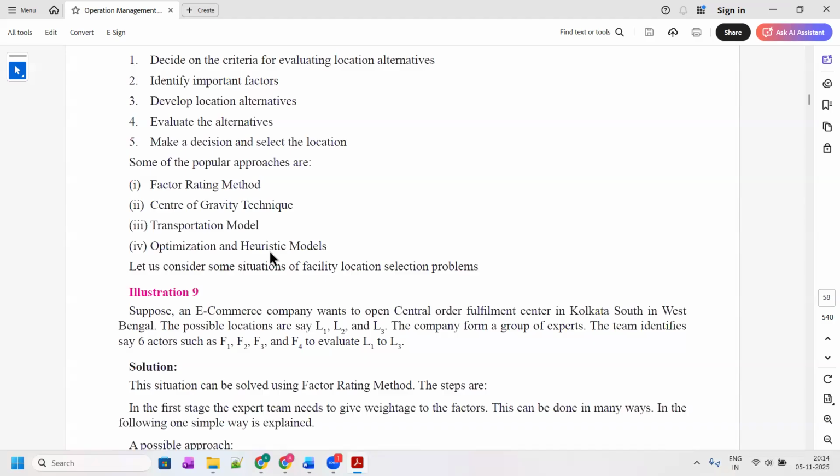Yes, sir. Will we get questions from these methods after that? No, no, no. These are just for basic understanding for students. The questions are not worth it. Okay, sir. They have given a simple example.